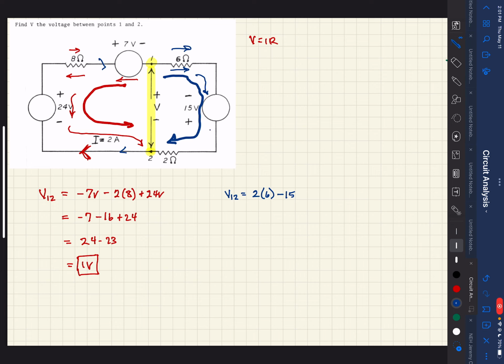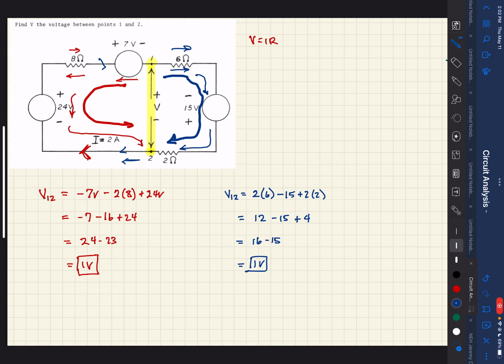And then finally, as we come around, right before we get to our point, we come in contact with this 2 ohm resistor, again in the same direction as the current flow. So that'll be a positive. So then that will be plus 2 amps times 2 ohms. So if we simplify this out, that's going to be 12 minus 15 plus 4, or 16 minus 15, and we come up with 1 volt.